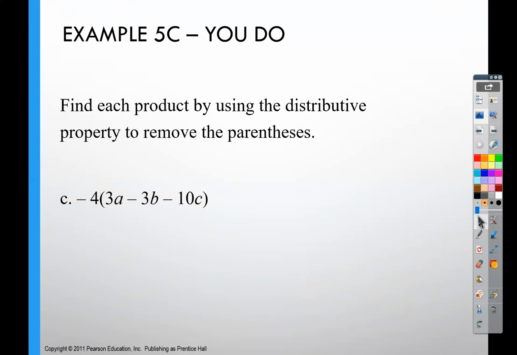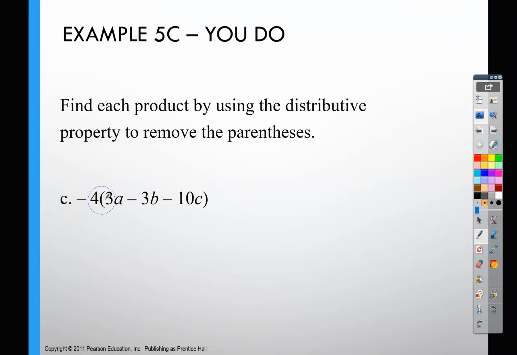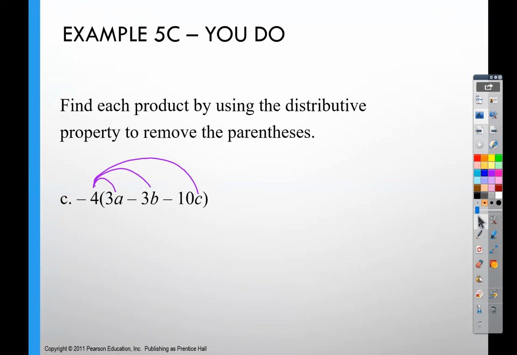Okay, find each product by using the distributive property to remove the parentheses. So negative 4 times 3a. You're supposed to do this one, so I'll go ahead and give you a second to do it. Go ahead and pause. Okay, and you should have gotten that at the bottom. Very good.